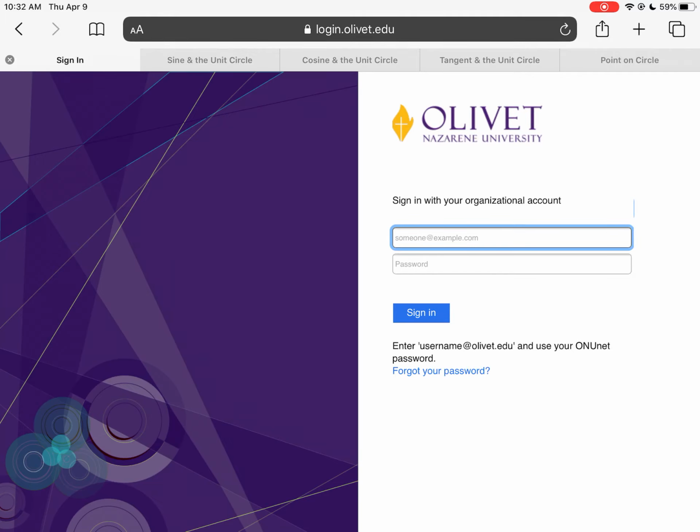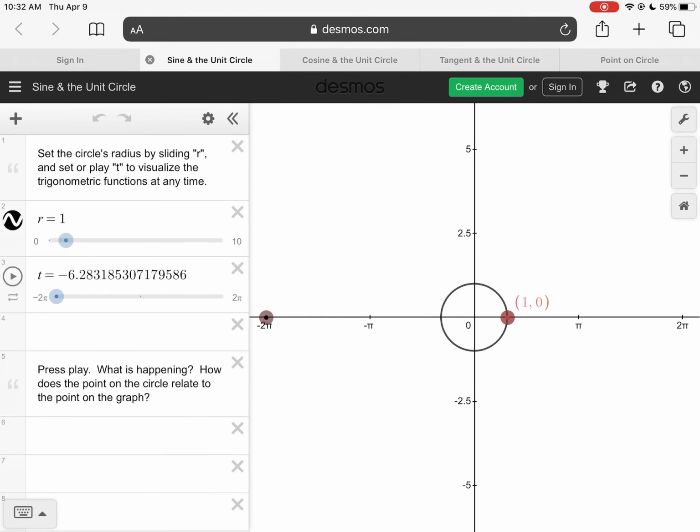So if we go back here, you'll need to click on each of these. Apparently it doesn't like that. I'm glad I already opened these.